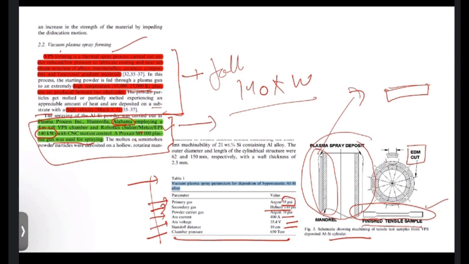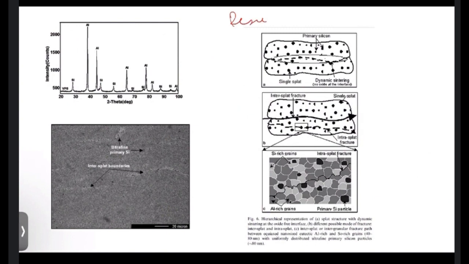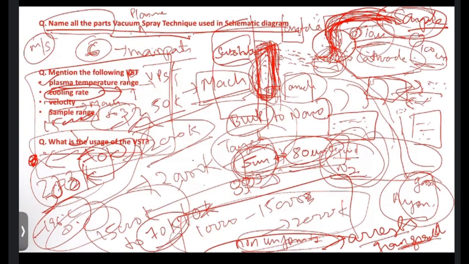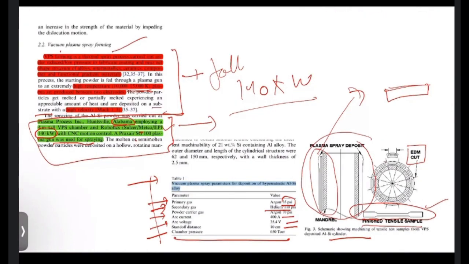Moving on to the results and discussion part. Here they have performed XRD and characterized it, and they are able to see that it is an aluminium silicon based alloy. This is an SEM image of 20 micron scale. Here you can see intersplat boundaries, the splats which occurred on the substrate. It has taken note of it, and we have got intersplat boundaries.